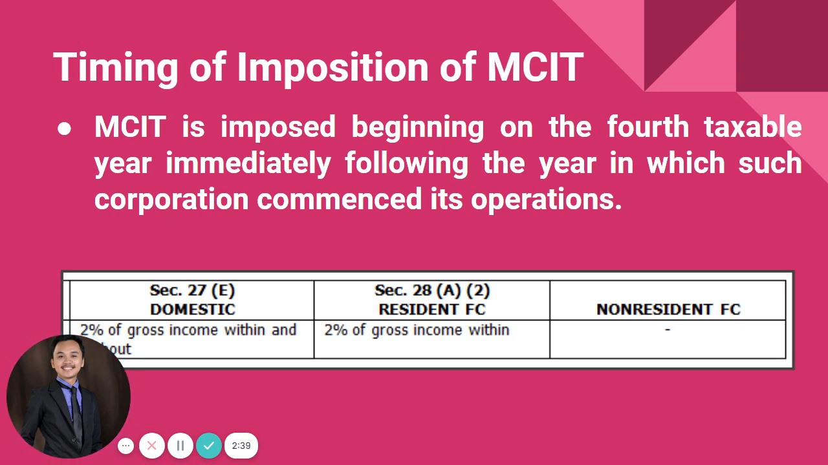So for example, the corporation commenced its business operation in 2015. So therefore, MCIT can only be used after 3 years. So that means 2015, 2016, 2017, and on the 2018 year only can we use the imposition of minimum corporate income tax. As mentioned earlier, guys, minimum corporate income tax is equal to 2% of your gross income.